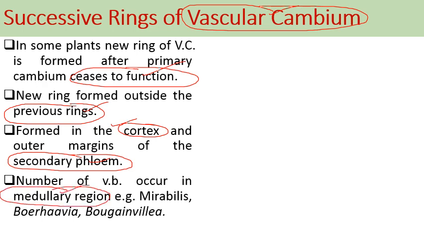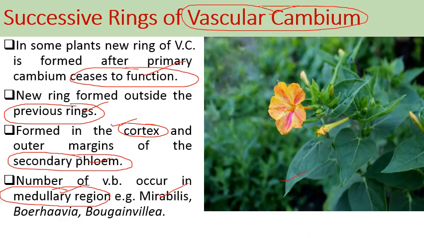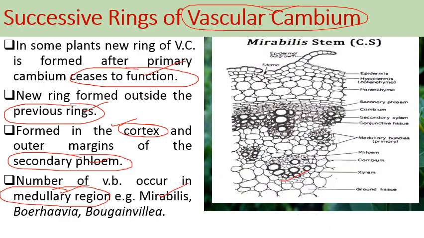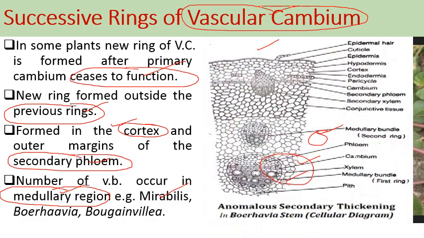For example, we have Mirabilis jalapa, that is the 4 o'clock plant. This is a photograph of Mirabilis jalapa. Then we have this, the section of Mirabilis stem. इसमें जो vascular bundles हैं, medullary region में present हैं, बाहर भी present हैं. Then we have Boerhaavia diffusa that we have to study in detail. Then this is the section of Boerhaavia which shows anomalous secondary thickening.